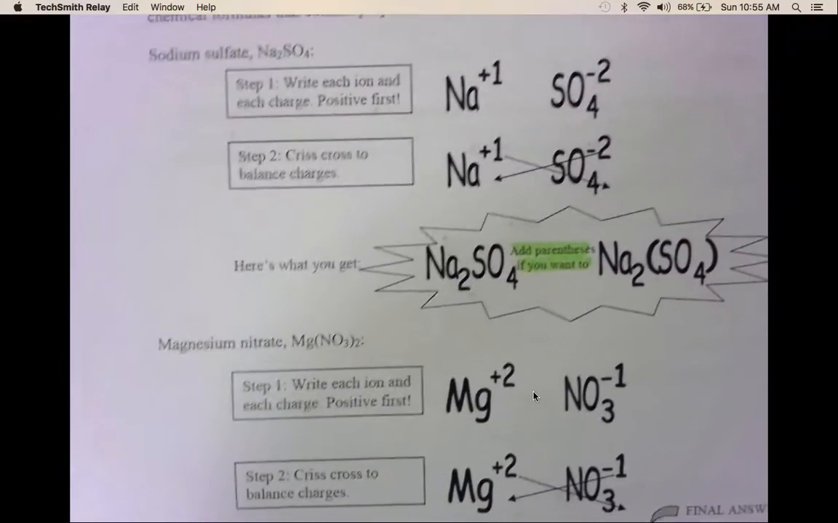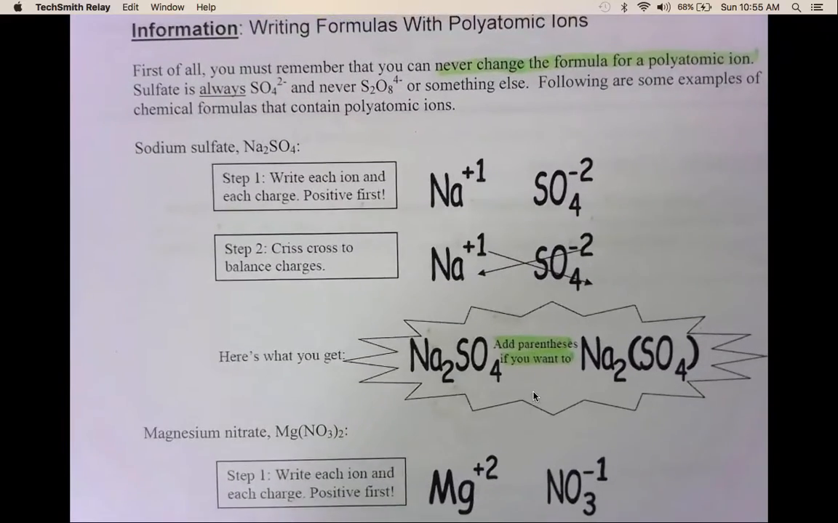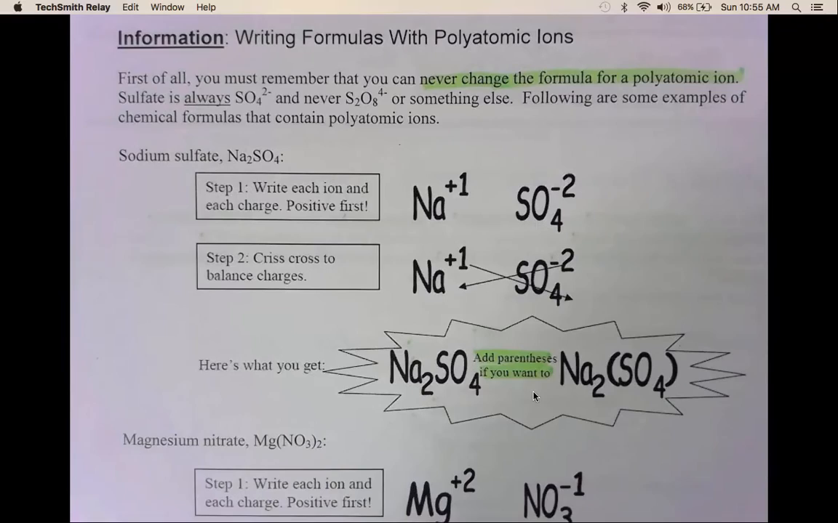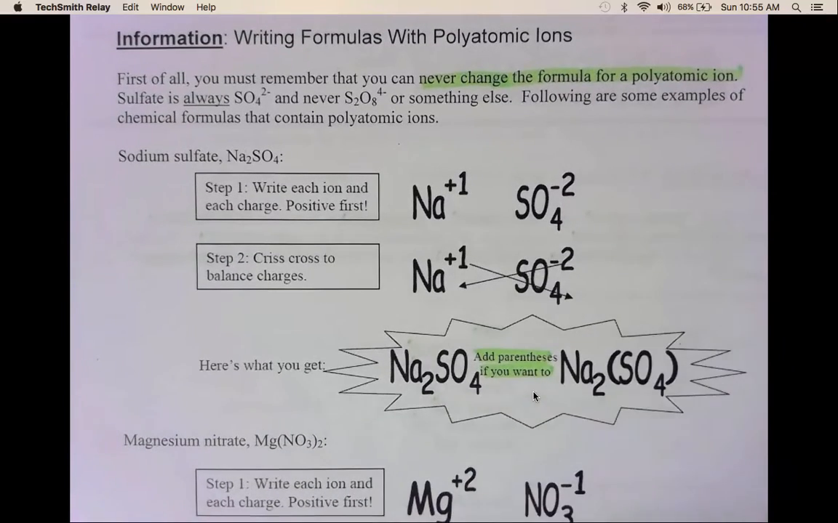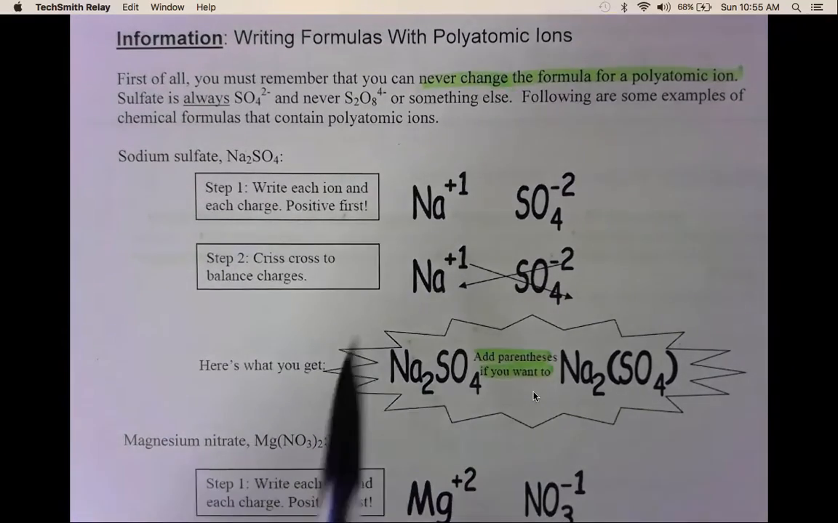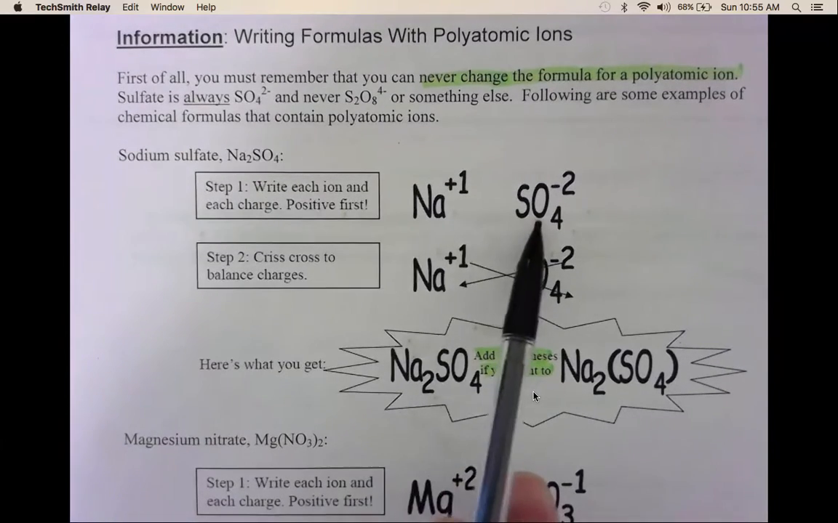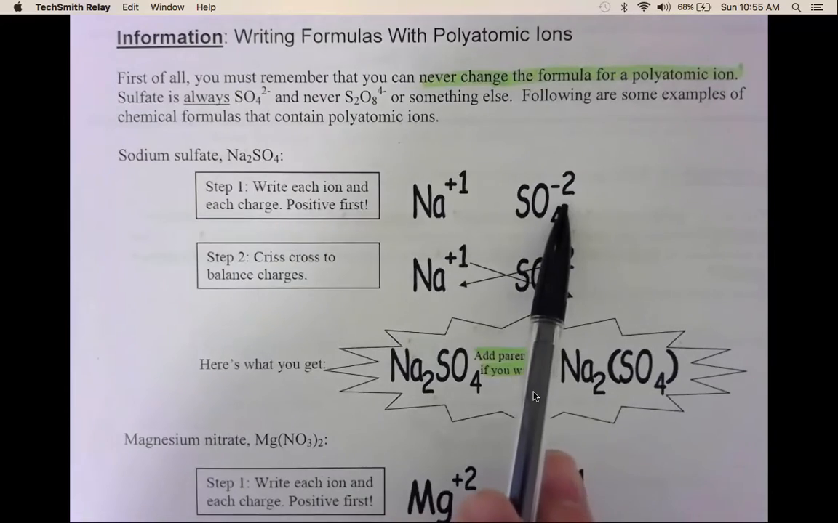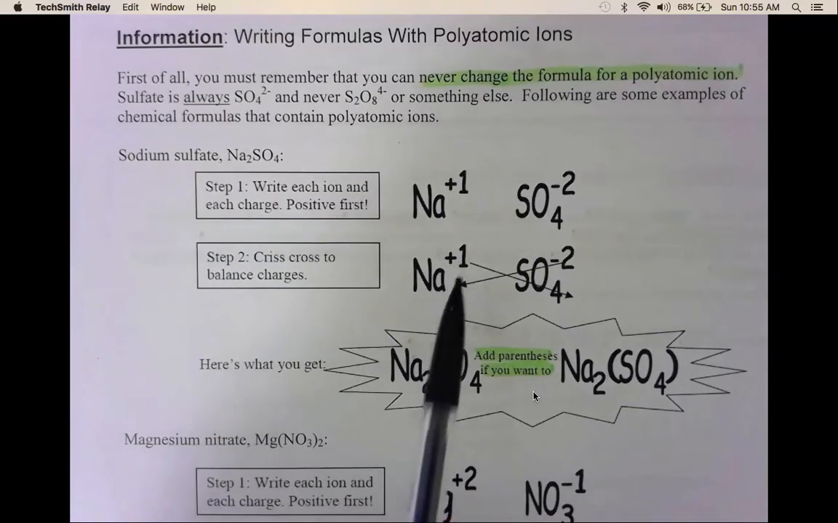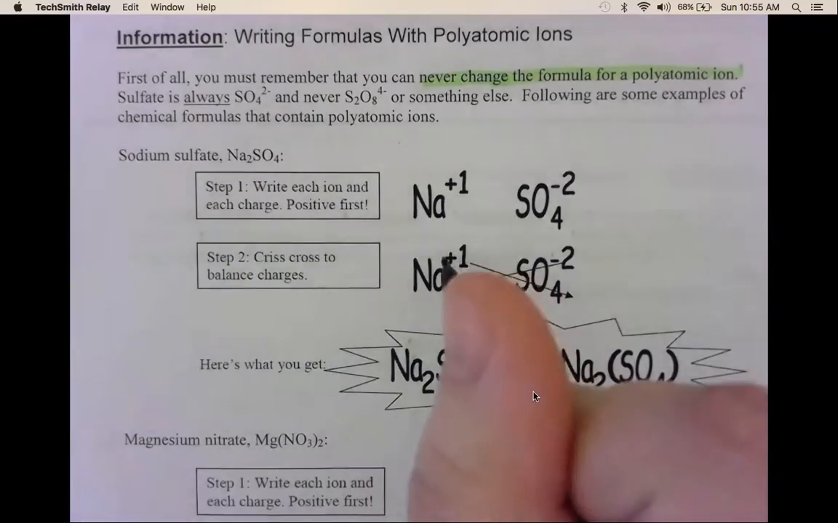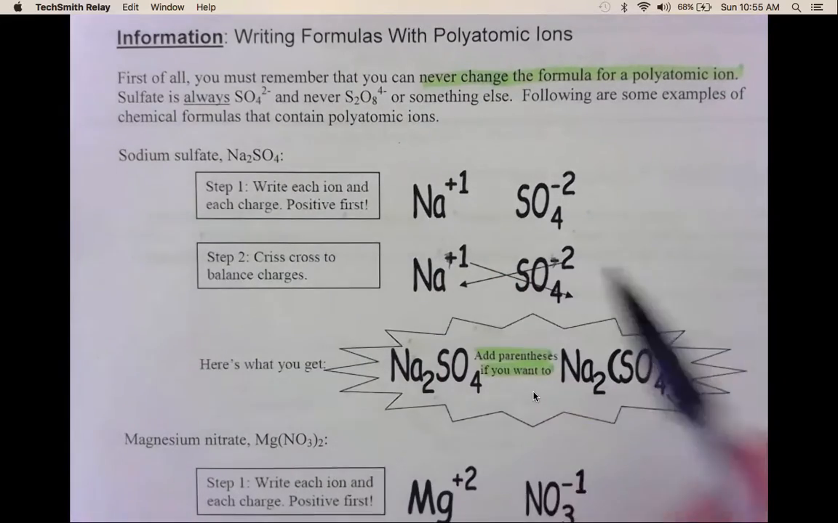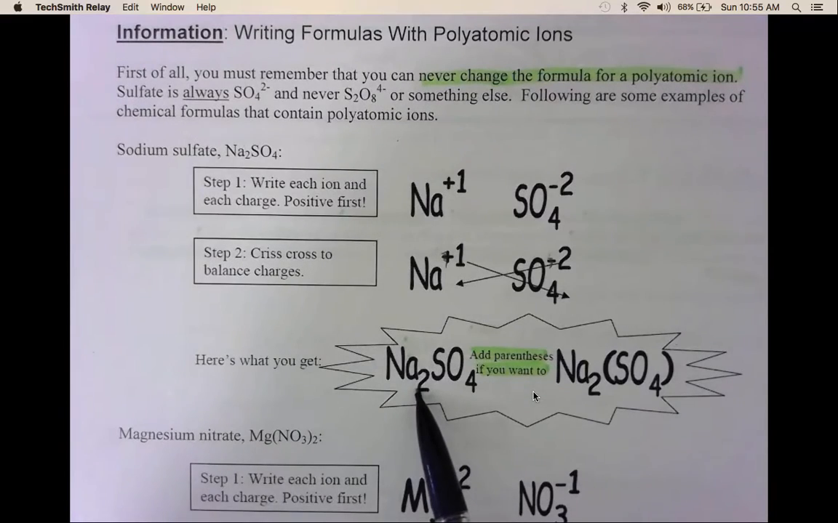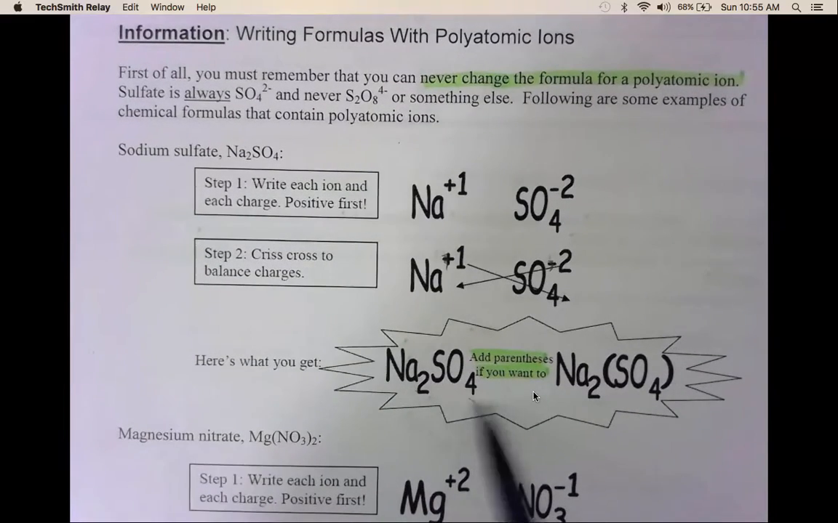Next, we have some writing formulas with polyatomic ions. This goes back to crisscrossing. Again, we're going to do our crisscross method. Step 1 is to write the ion with the charge. We have +1 from sodium, -2 from sulfate. Next, we crisscross. We cross off the charges, and then we bring the numbers down. If we bring the numbers over, it tells us we need 2 sodiums and 1 sulfate.